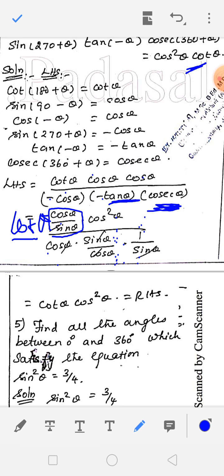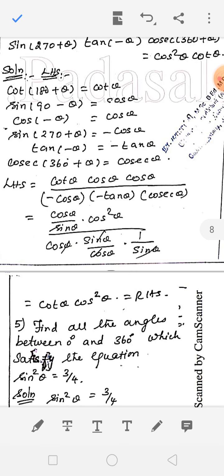Now I expand. Look at that: this sin theta will get cancelled, and then these cos theta will get cancelled. What are the remaining terms? Cot theta, cos square theta. That's it. That's your RHS.